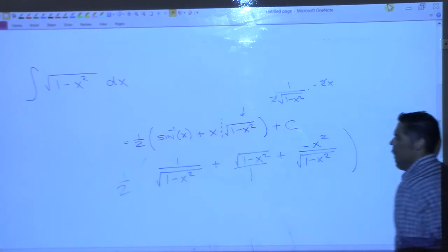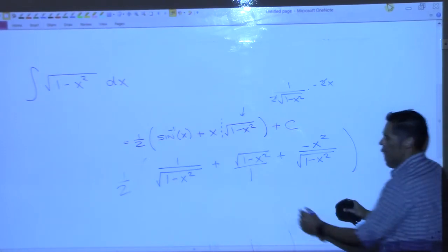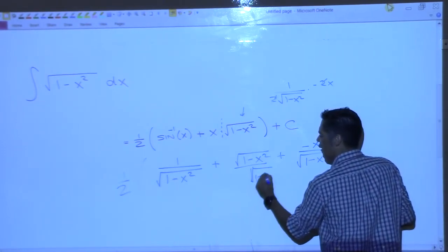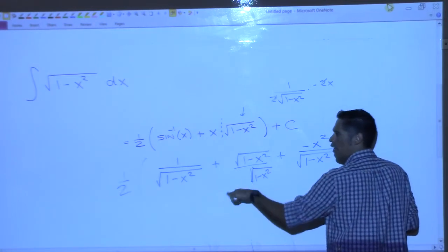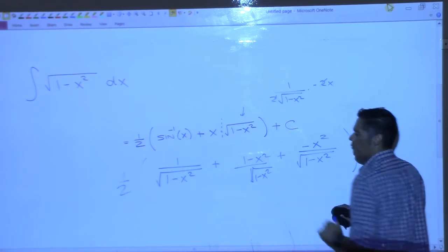That's a fraction, right? Okay, so let's get a common denominator. What's my common denominator? That right there, right? So I'm going to make this square root of 1 minus x squared by multiplying the bottom by it and the top. When I multiply the top, what happens? The root goes away.